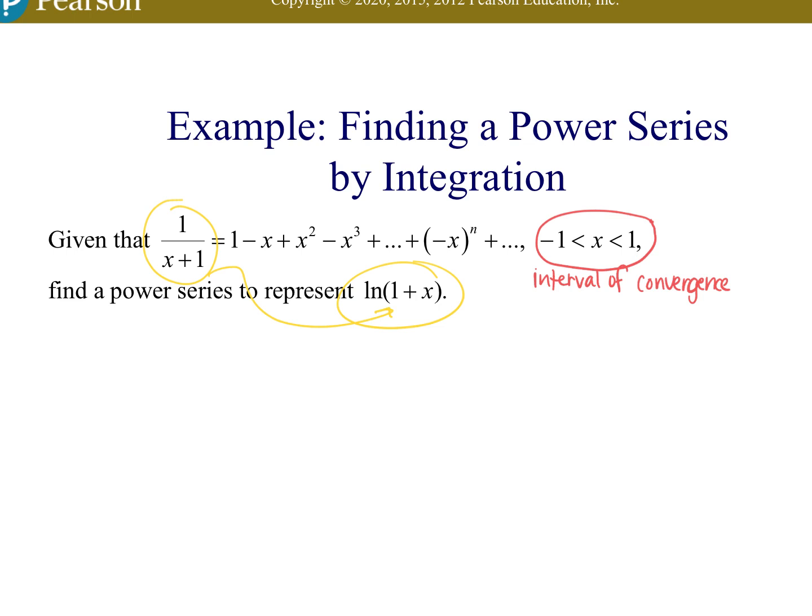Yeah, they are related. One is the antiderivative of the other. So if those two are related as an antiderivative, then we should be able to find the antiderivative of all the pieces as well. All right, so here we go. ln of 1 plus x, we know to be the antiderivative of 1 over x plus 1 dx. So it must also be the antiderivative of all of these pieces.